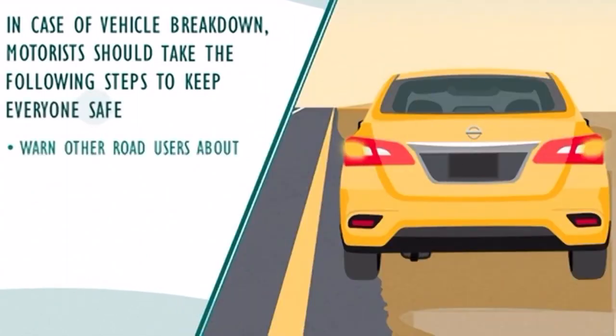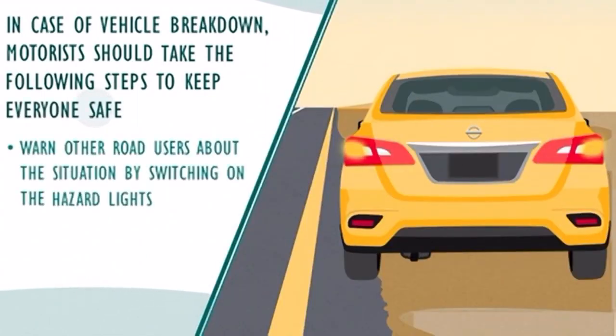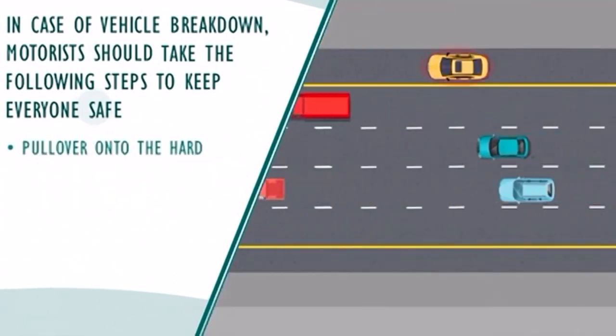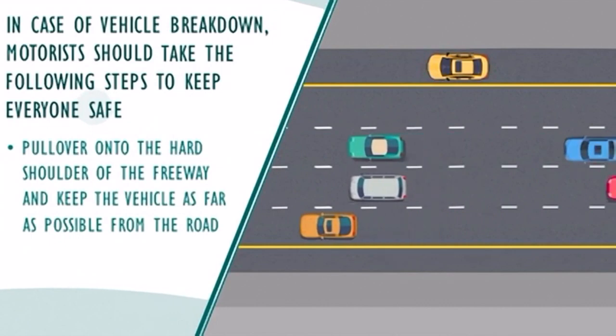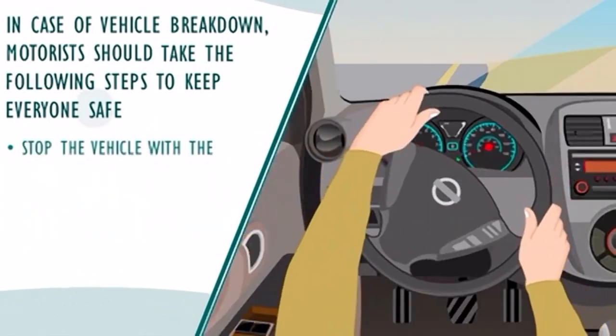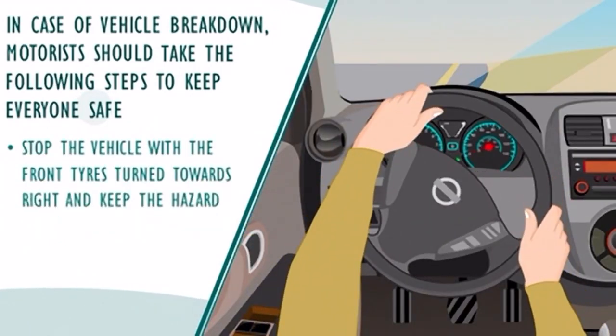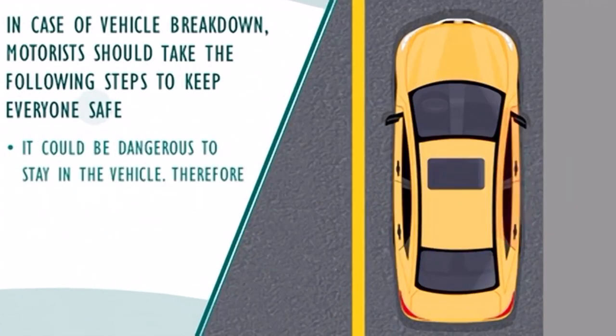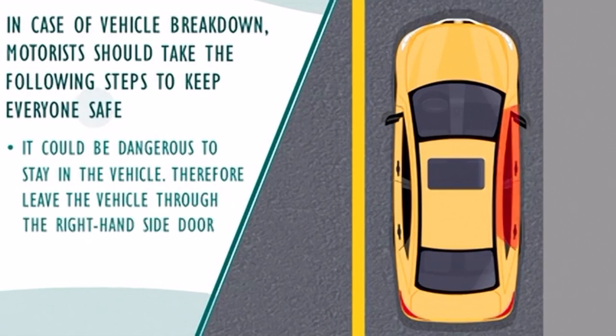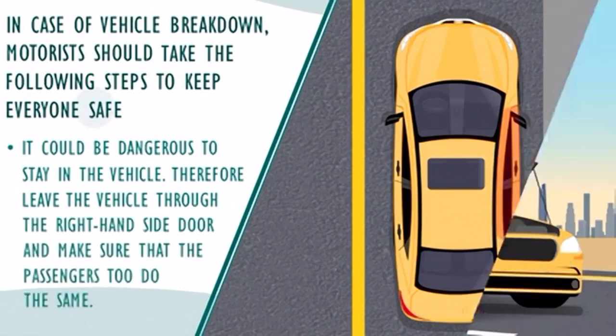Warn other road users about the situation by switching on the hazard lights. Pull over onto the hard shoulder of the freeway and keep the vehicle as far as possible from the road. Stop the vehicle with the front tires turned towards the right and keep the hazard lights on. It could be dangerous to stay in the vehicle, therefore leave the vehicle through the right-hand side door and make sure that the passengers too do the same.